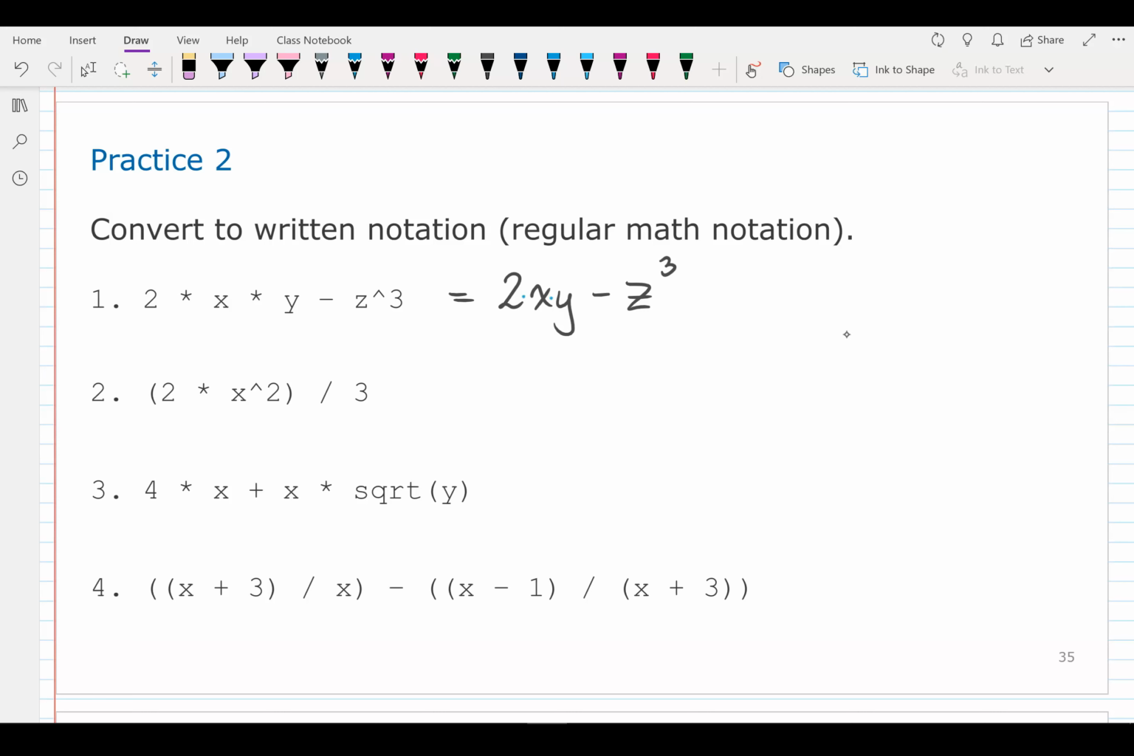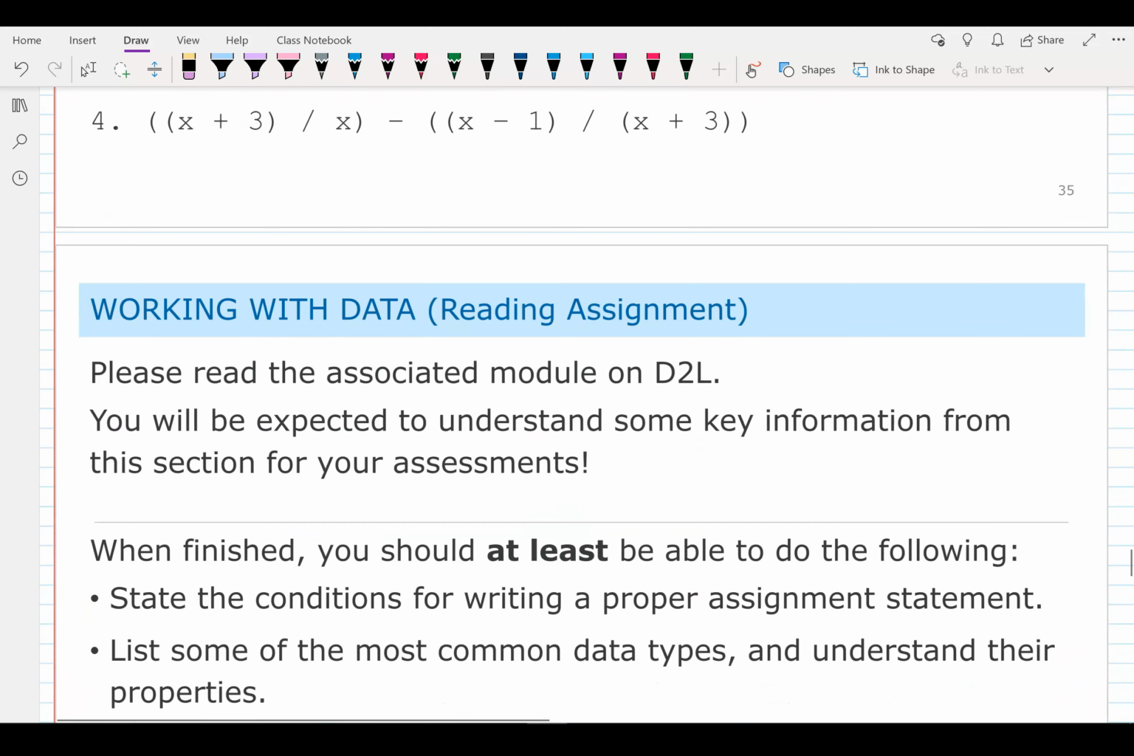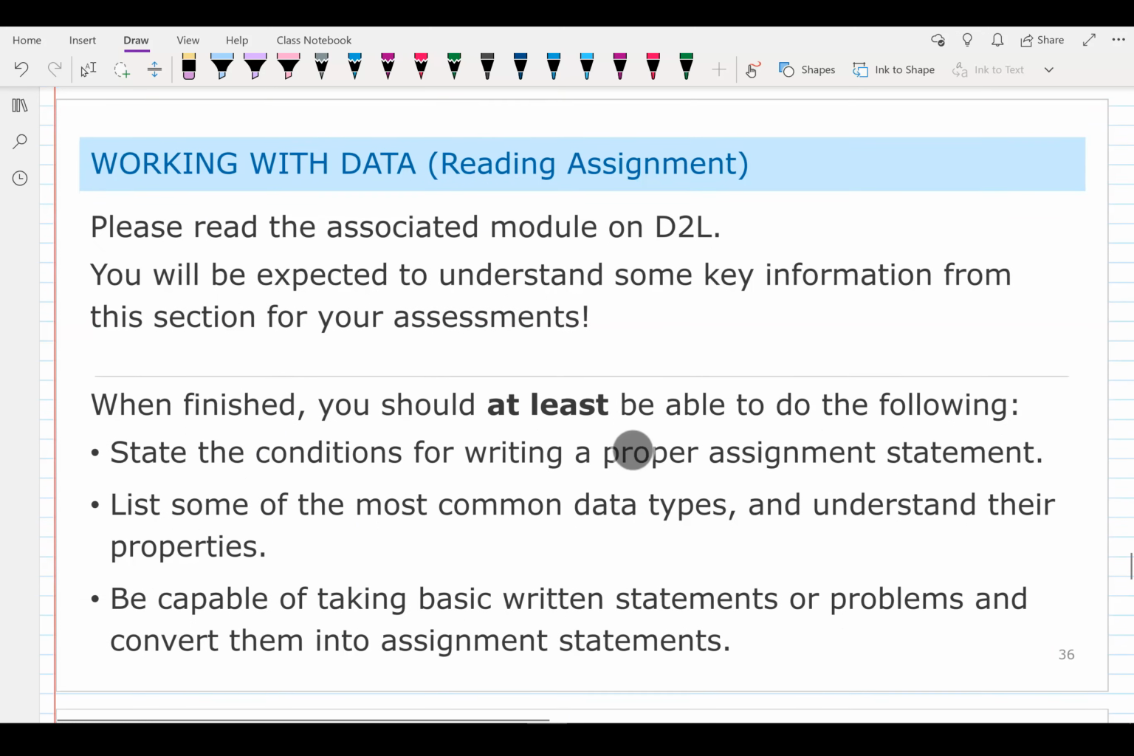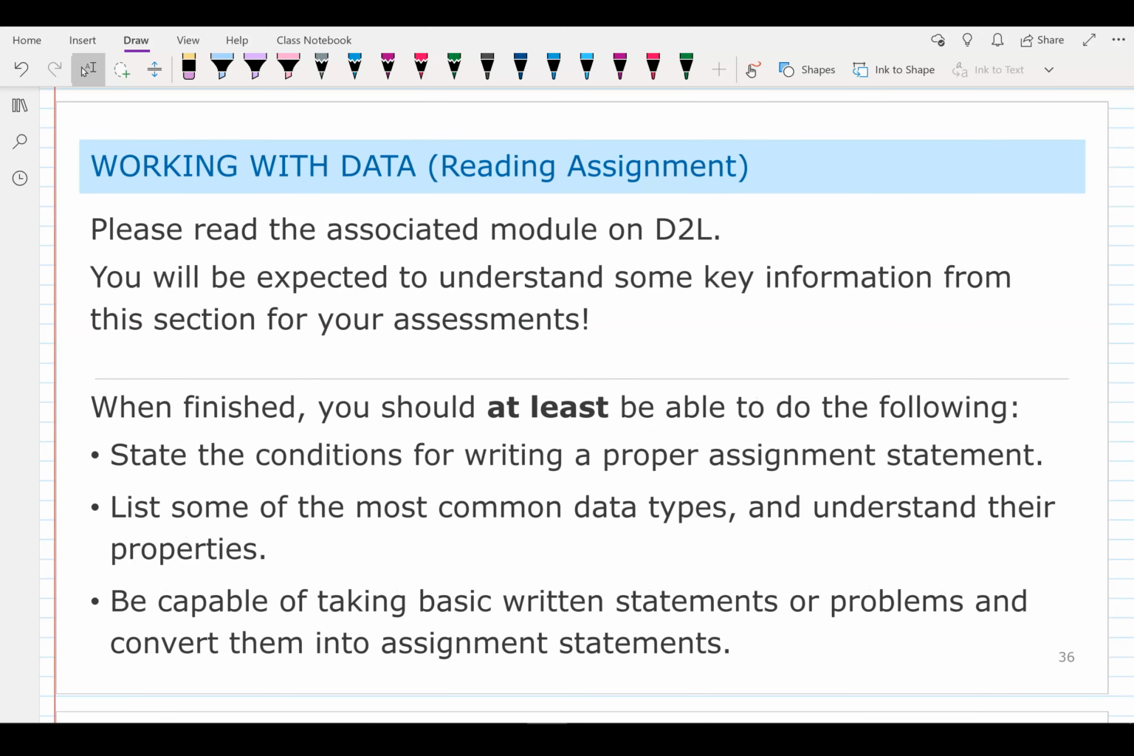So that's it for the computer notation section of this video. The next section of the video is actually just me introducing a small reading assignment, which is what you should do on your own time. I guess everything's on your own time right now, but this is literally a reading one. It says read the associated module on D2L. The associated module is the one that's called working with data.